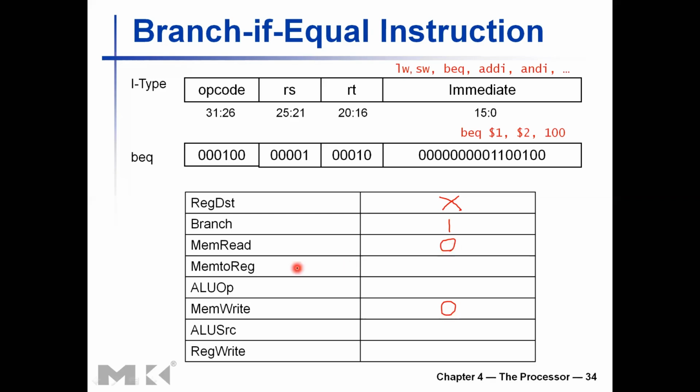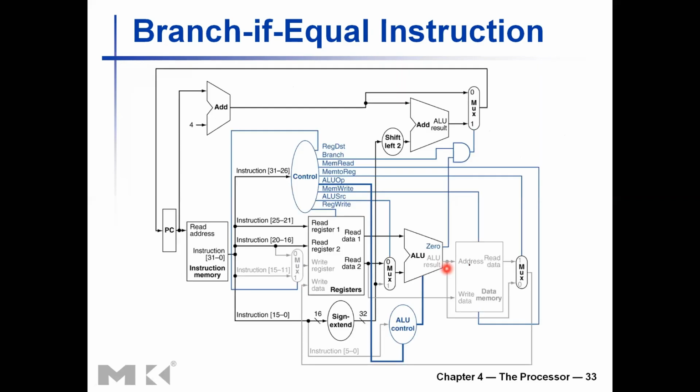Then mem to reg. Mem to reg here. Mem to reg is a control signal going to this multiplexer. Whether we take the memory output or the ALU output to be sent to the register file to be written to. What should be the value of this mem to reg control signal? It's very similar to our register destination control signal. Yeah. Can you tell me?